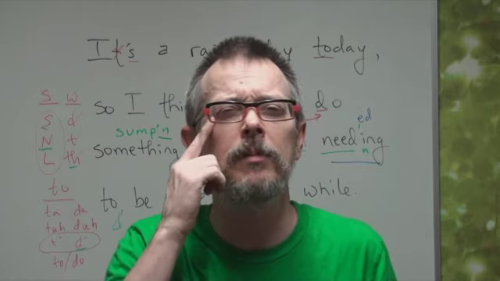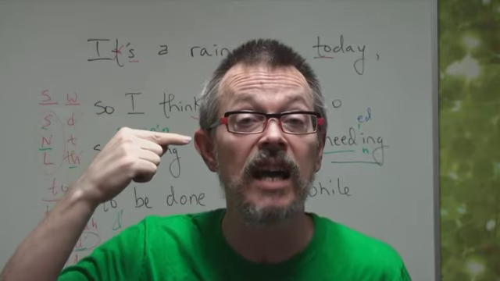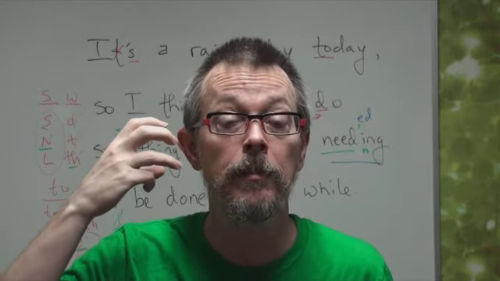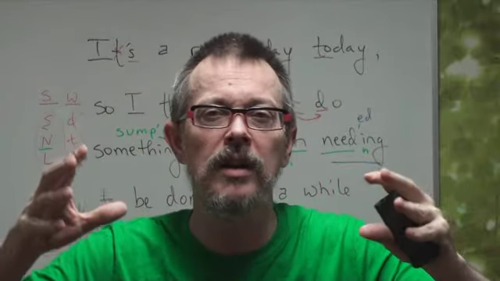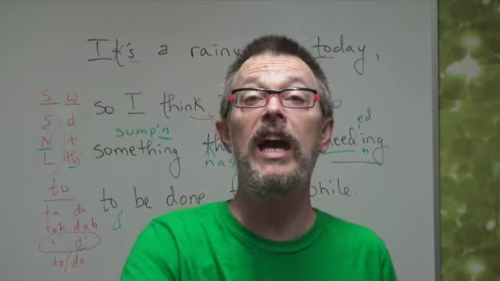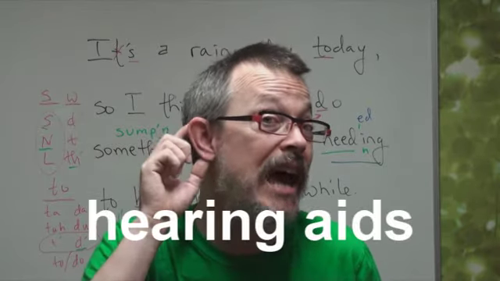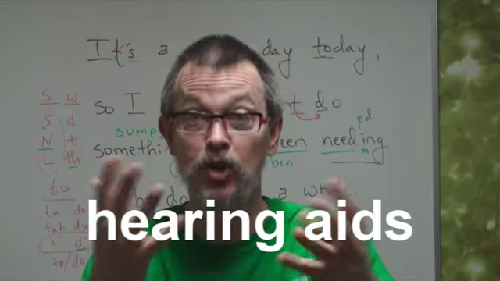People who have problems with their eyes or their ears, they can put inside a microchip and they can see. Well, I don't know about colors, but they can see a little bit. They can hear things. A lot of grandmothers and grandfathers have hearing aids, and now they can hear well. That's great.